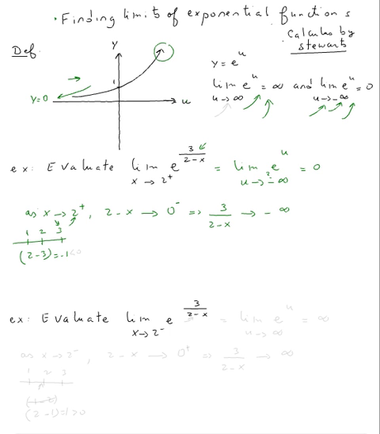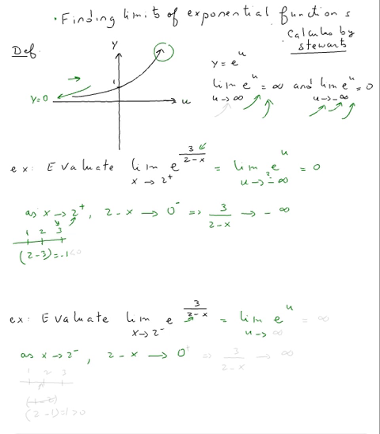Now let's do the next problem. The next problem is the same way. I'm going to try to write this as a limit of e to the u as you approach something. So how do I find that number? As x approaches 2 from the left side, I'm always going to start from the bottom. 2 minus x approaches what? 2 minus 2, which is 0, approaches 0.